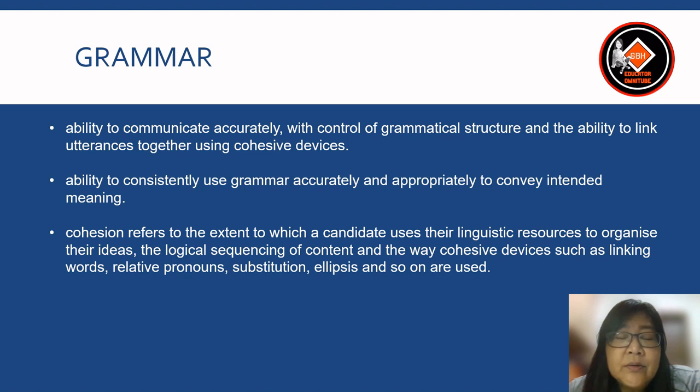And the last one that grammar also includes is cohesion. Cohesion means how you link your ideas. It refers to the extent to which a candidate uses their linguistic resources to organize ideas, the logical sequencing of content, and the way cohesive devices such as linking words, relative pronouns, substitution, ellipsis, and so on are used. So grammar is about the ability to use the correct grammar structure, being careful with the tenses, and not forgetting the linking words.